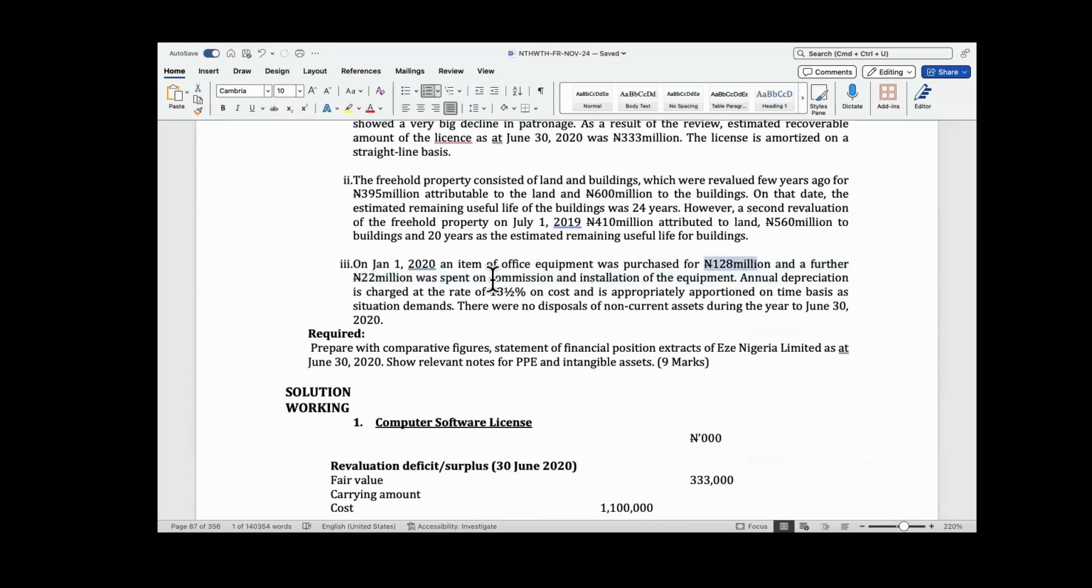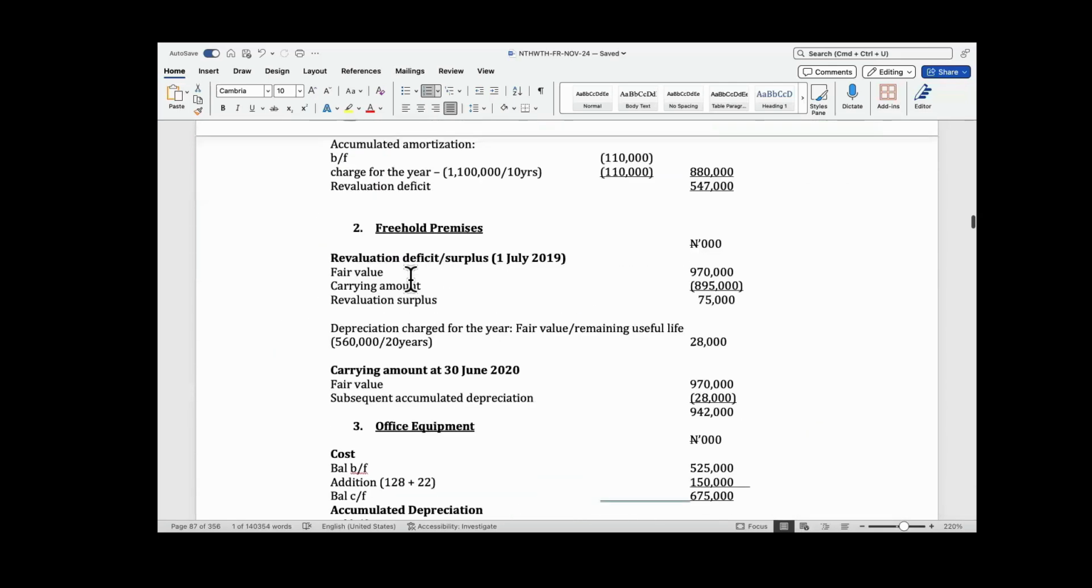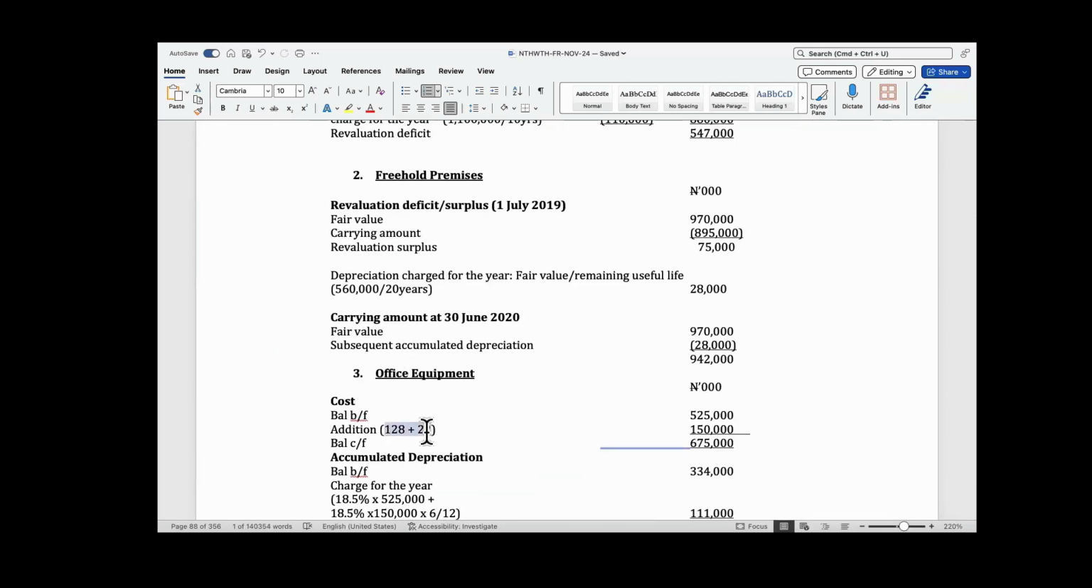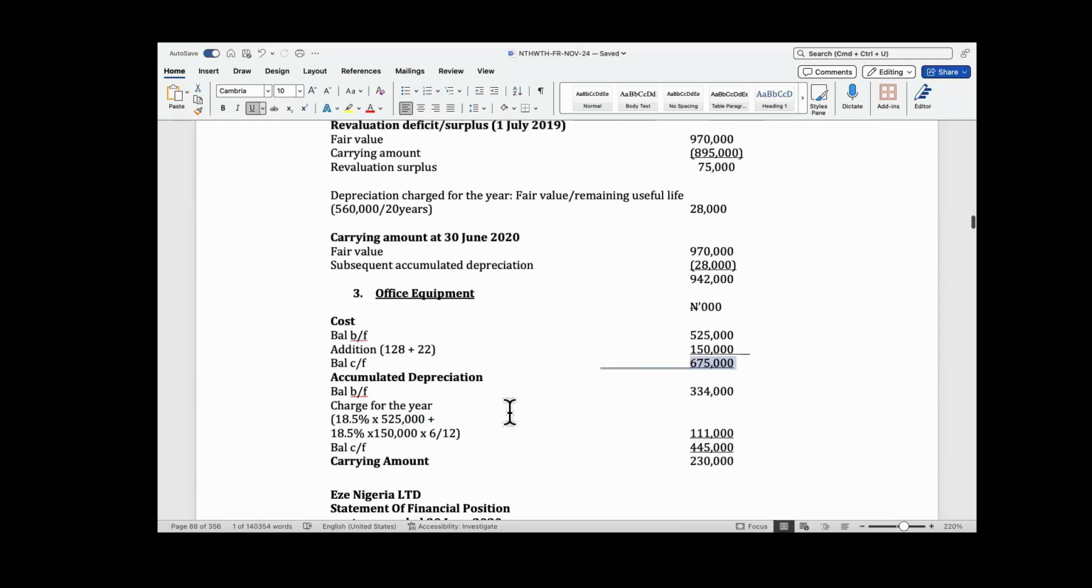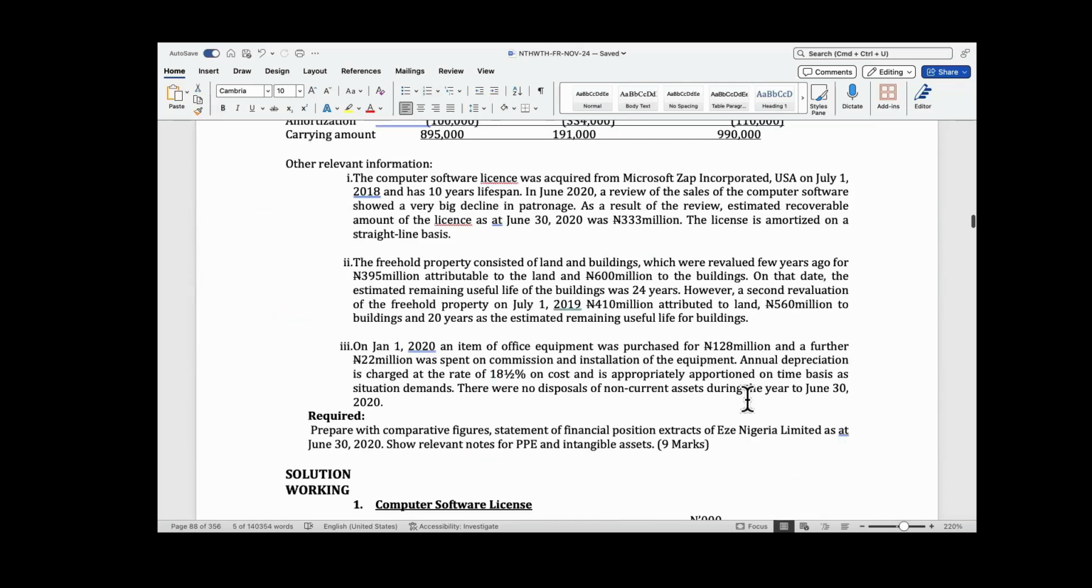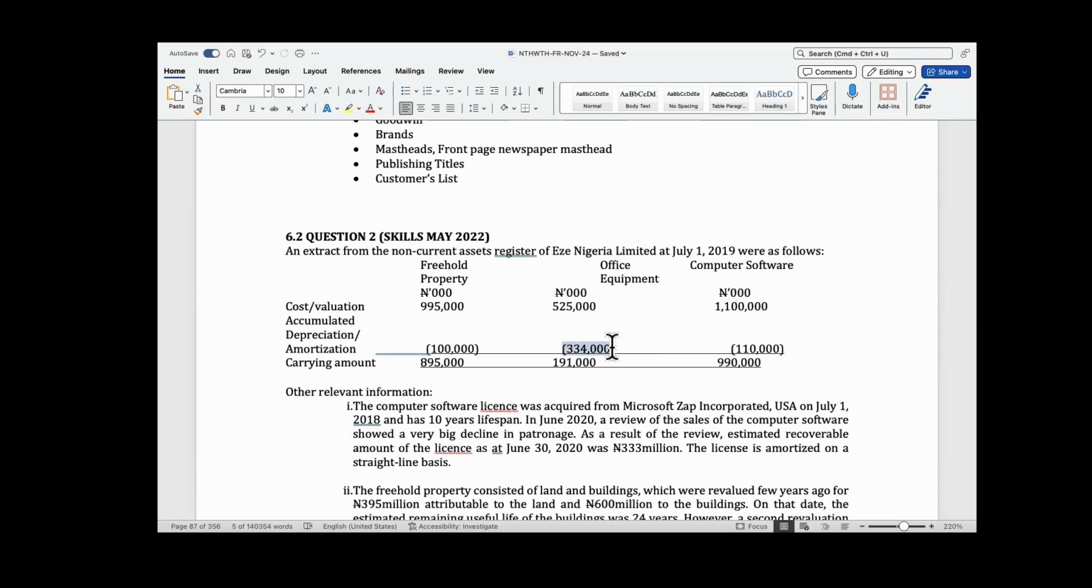And of course, this commission and installation would be capitalized as well. So 22 million will also be added, so 128 plus 22. These were additions. It gives 150. That means the balance at the end is 675. Then my depreciation. At the beginning, my depreciation was 334, from the schedule at the beginning.